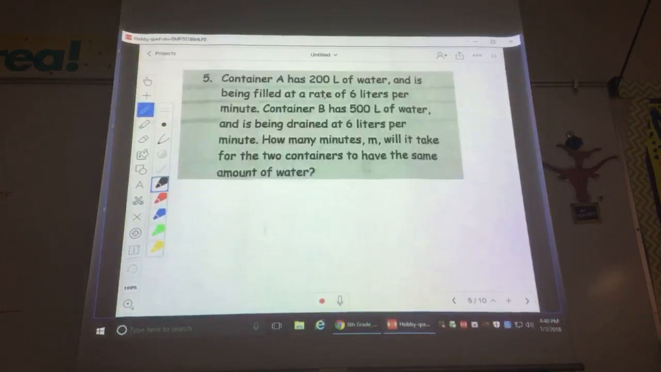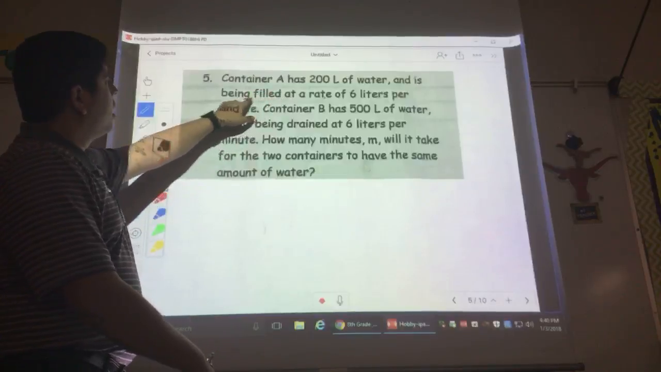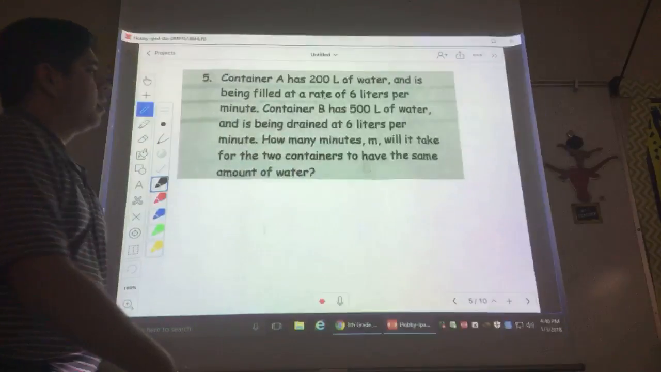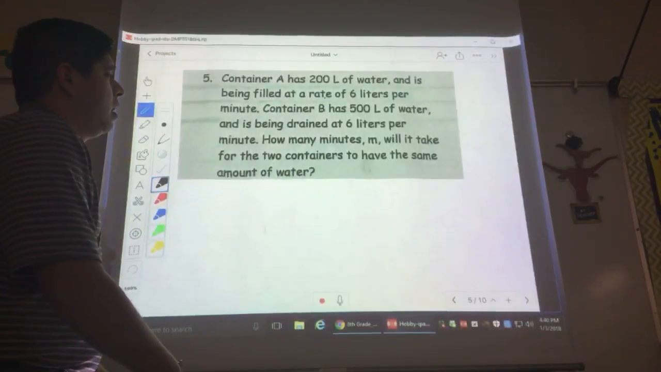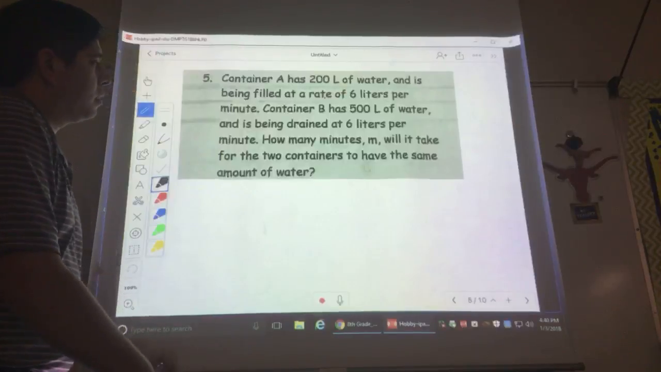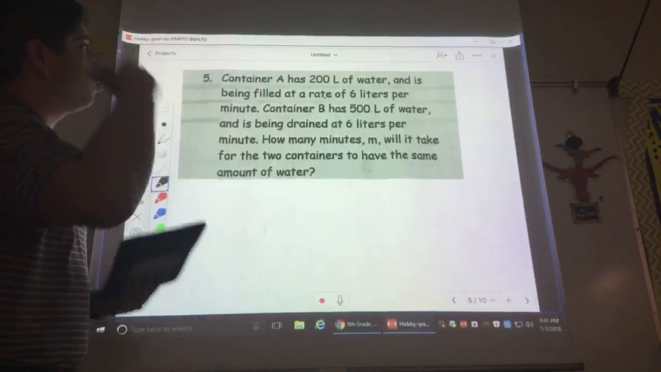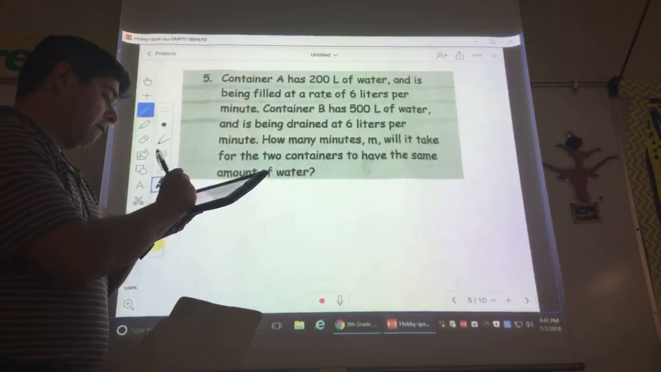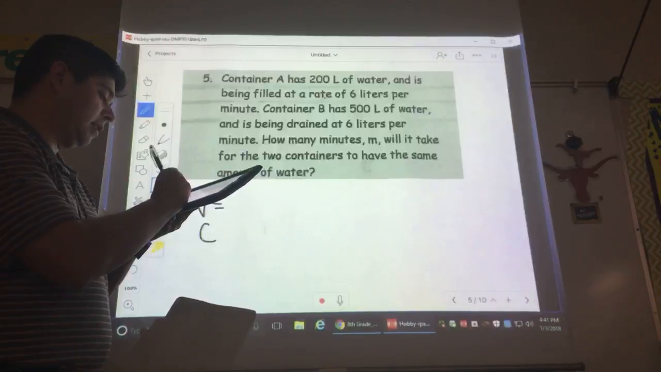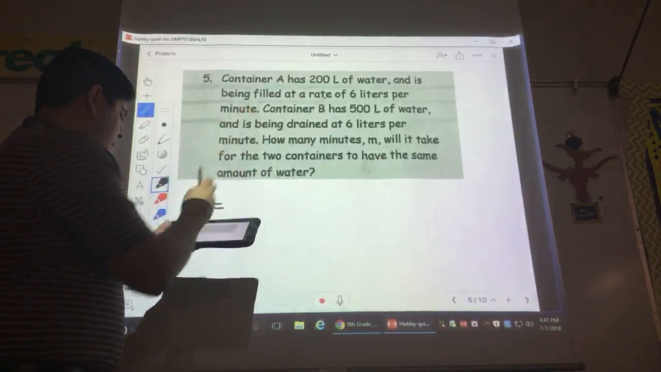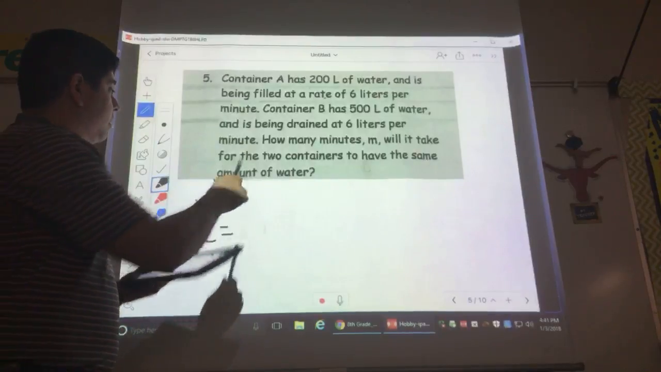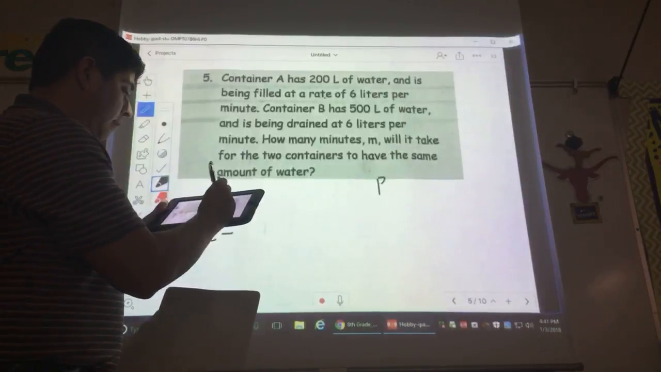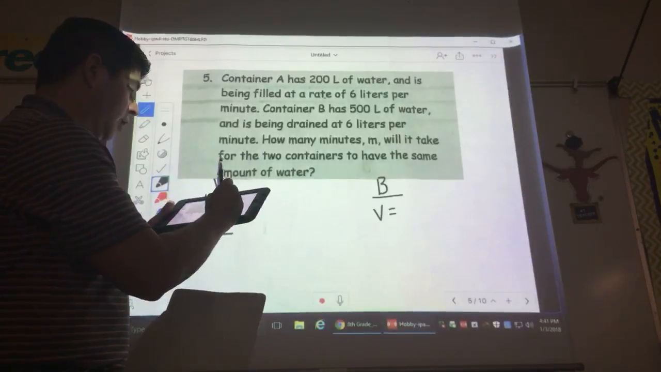All right. Number 5. Container A has 200 liters of water and is being filled at a rate of 6 liters per minute. Container B has 500 liters of water and is being drained at 6 liters per minute. How many minutes M will it take for the 2 containers to have the same amount of water? So we have to set up an equation because it's going to be the same. So I'm going to have a variable and a constant for container A. I get this from my information in here. And then container B, the same thing, a variable and a constant.